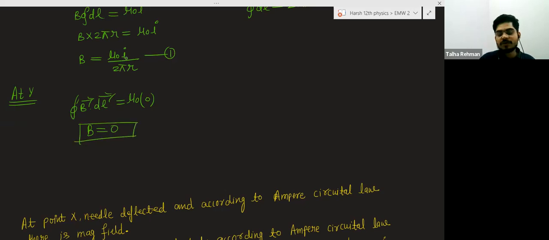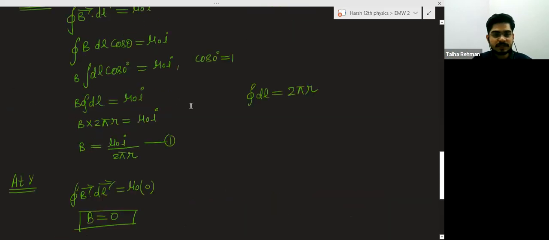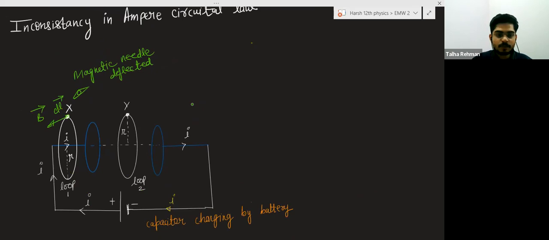No problem, the magnetic field is 0. But for cross checking, you have placed the magnetic needle here at point Y, and you found that this magnetic needle is getting deflected.